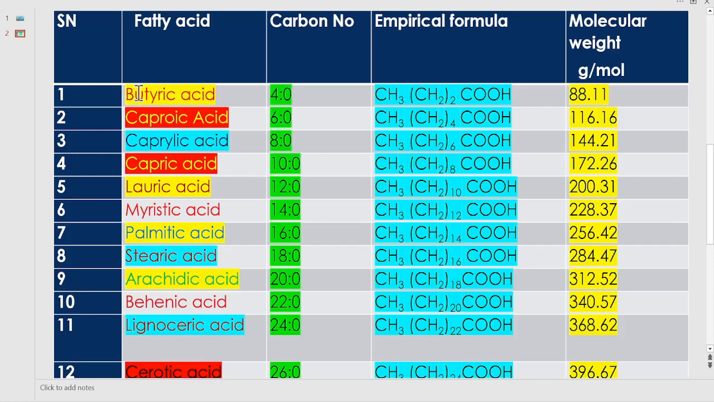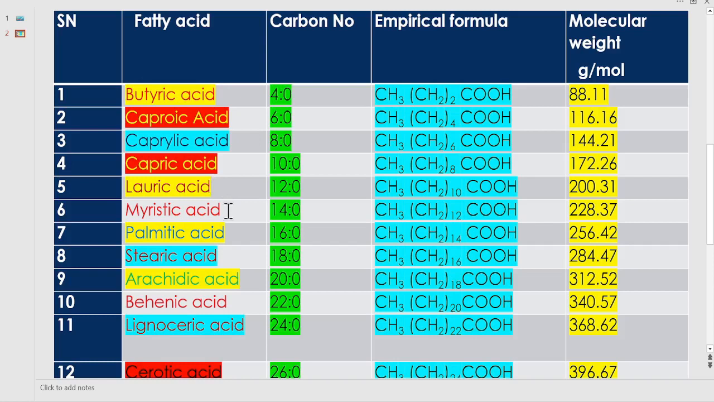Of these, the first 4 saturated fatty acids, butyric acid, caproic acid, caprylic acid, and capric acid, are mainly available in large quantity in animal fats. Especially butyric acid is present in butter, and also milk fats and animal fats. Caproic acid is also present in goat milk and other animal fats.